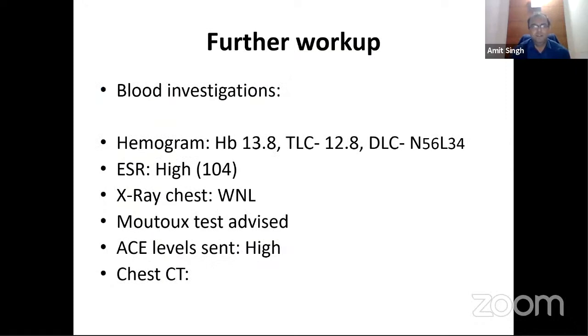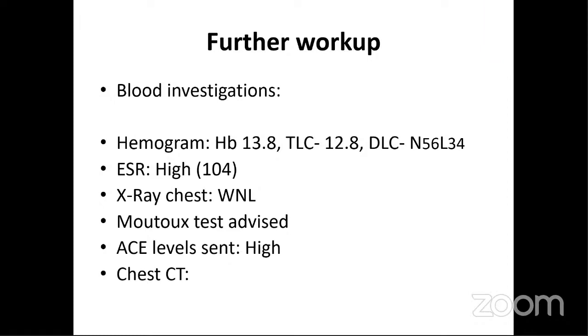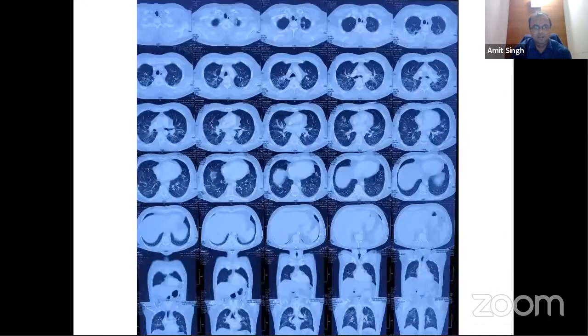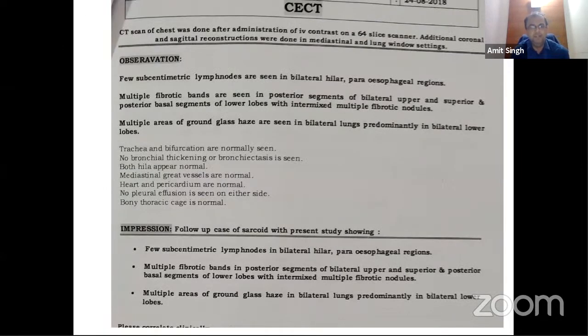So further workup was started, and blood investigations were sent. TLC was slightly increased with a value of 12.8. ESR was quite high, 104. X-ray was normal. Mantoux test was advised, which later came negative. ACE levels were sent, which later came very high. And CT chest was advised. CT chest was again showing findings of sarcoidosis with bilateral hilar and paraesophageal lymph nodes, and multiple ground glass haziness in the lung field.